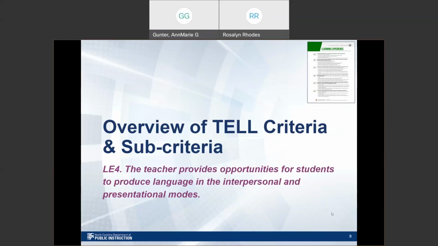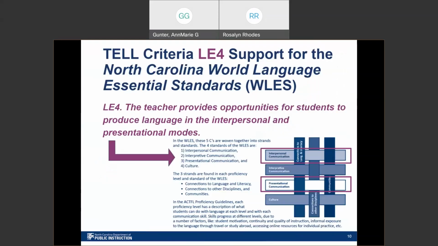All right, well, let's get into our work today with an overview of our TEL criteria and sub-criteria, LE4. As we start to look at that, we always want to remind ourselves how this incorporates with our work with implementing our North Carolina World Language Essential Standards. So LE4 looks at the teacher providing opportunities for students to produce language in the interpersonal and presentational modes. You can see there on the screen what we call our weave graphic that shows our 4 essential standards and how they weave together with our 3 strands, as well as have proficiency outcomes for our state standards. Take a look.